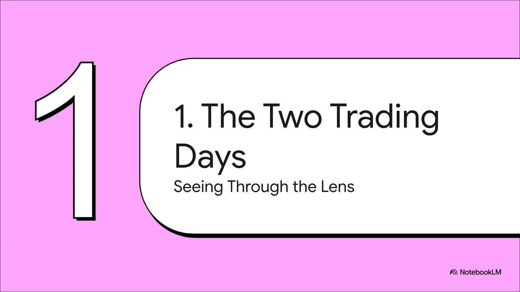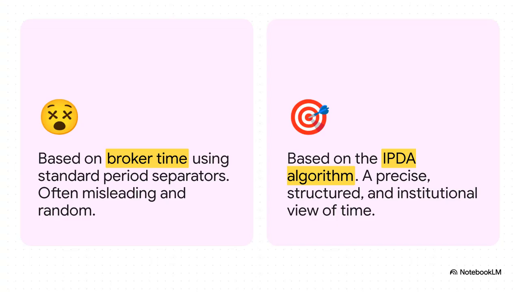The main problem we need to solve is this. There's a huge disconnect between the 24-hour day you see on your charts and the one that the market's engine, the Interbank Price Delivery Algorithm, or IPDA, is actually running on. This slide right here is the whole story in a nutshell. On the left, you've got the retail view. It's based on your broker's random server time, marked by those useless period separators. ICT calls this a classic telltale sign that you're looking at the market all wrong.